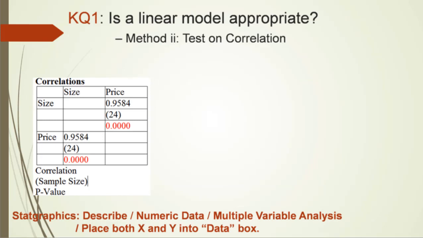We will carry out a hypothesis test to answer the first key question, whether a linear model is appropriate to model the relationship between x and y. We first use StatGraphics to produce a correlation table, or correlation matrix. This can be produced using the commands given at the bottom. Sample correlation r is 0.9584, which is quite high. The largest correlation is 1. Sample size is 24. I selected 24 houses. P-value is 0. This is the p-value for the test given in the next slide.